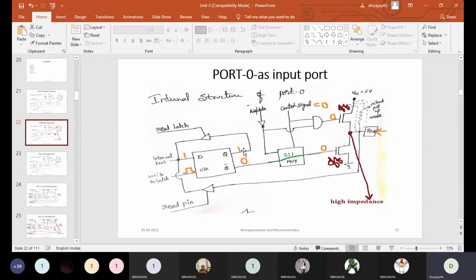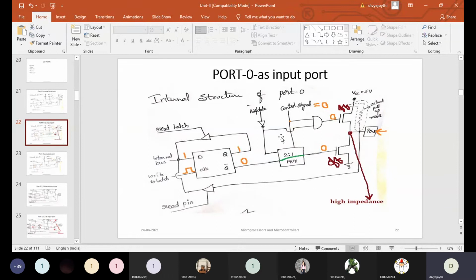When Q is equal to 1, then Q bar is going to be the reverse of that, 0. Now this 0 is given as an input to the mux. Here mux is nothing but a multiplexer. I hope you all know what a multiplexer is. A multiplexer is a multi-input single output device. That means it will have n number of inputs, but it will provide only one output. Based on what condition will it provide the output? Based on the control logic.